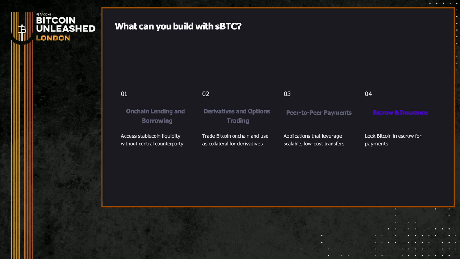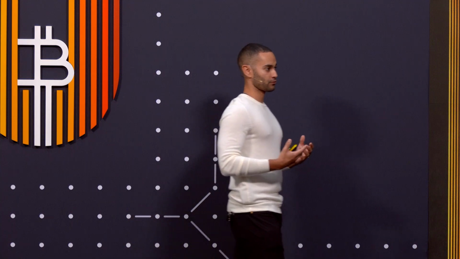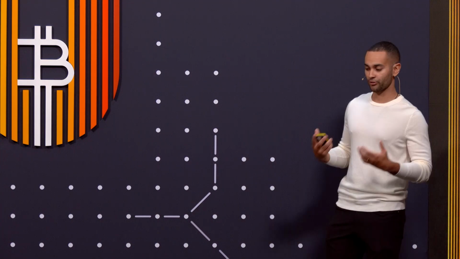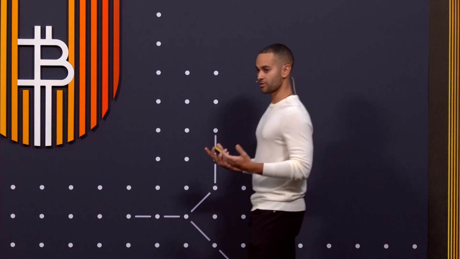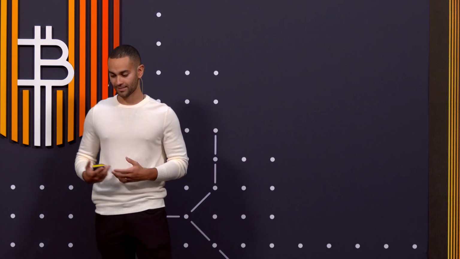And lastly, escrow and insurance. I believe locking Bitcoin in smart contracts for escrow can unlock some interesting sorts of applications that don't currently exist today.